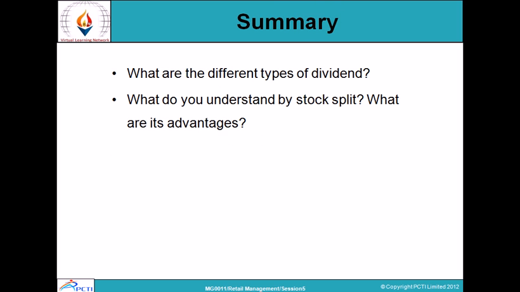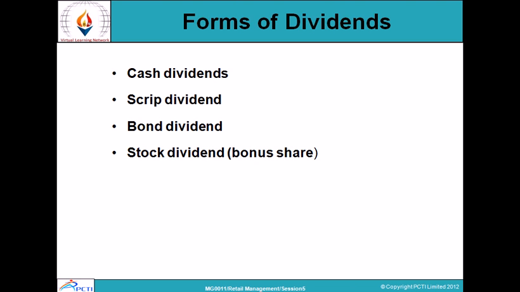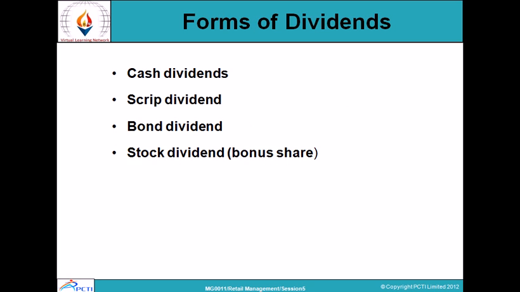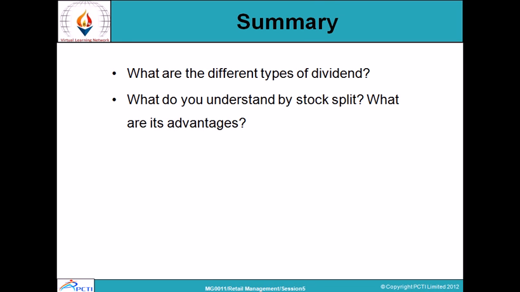Let's summarize today's learning. What are the different types of dividend we have heard? We discussed different types of dividend. These are cash dividend, scrip dividend, bond dividend and stock dividend. And what do you understand by the stock split and what are its advantages? Stock split is nothing but the method to increase the number of outstanding shares at the proportionate value by reducing the face value of the shares, right? And its advantages are, it makes shares more attractive, it's an indicator for a higher future profit, and increases the dividend to the shareholder. Any questions?